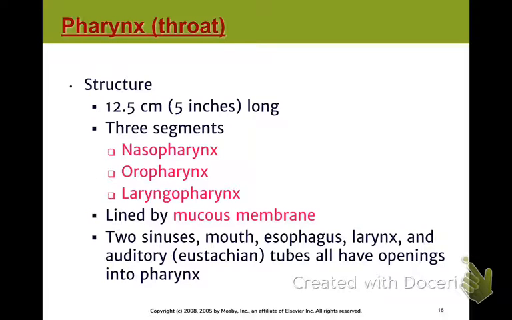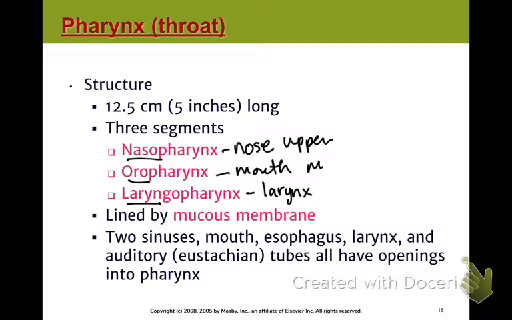Okay, so the pharynx. The pharynx is your throat. There are 3 divisions, okay? The upper part of your pharynx by your nose, the nasopharynx; the oropharynx at the back of your mouth, oro for mouth; and the laryngopharynx by the larynx. So it's upper, middle, and lower. These are also lined by mucous membranes, just like your nose.